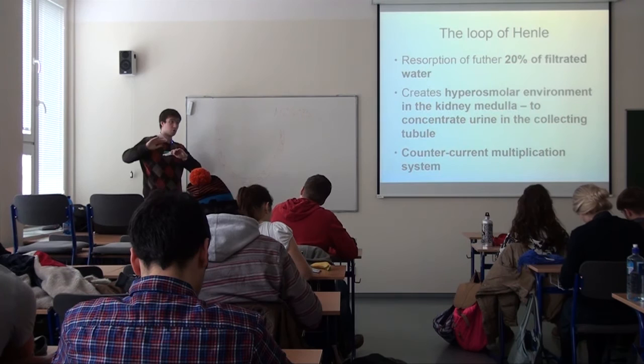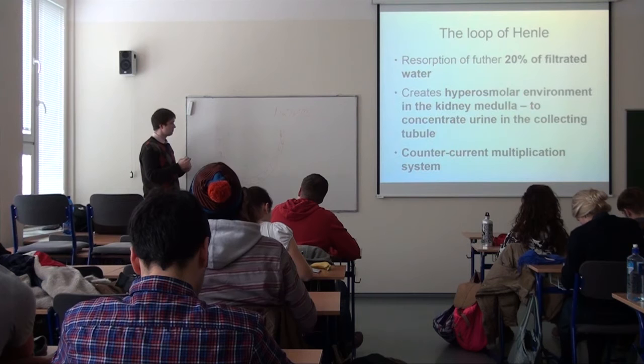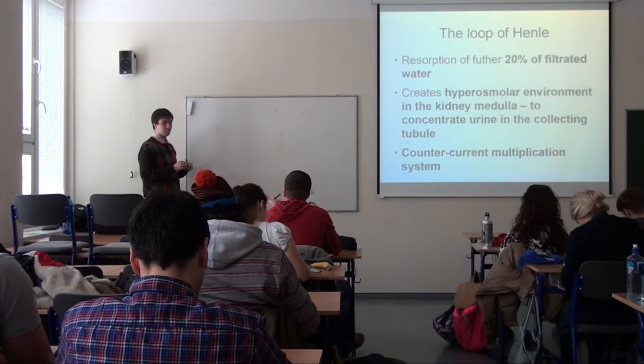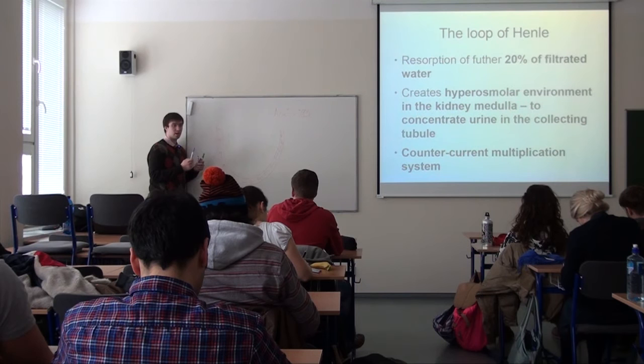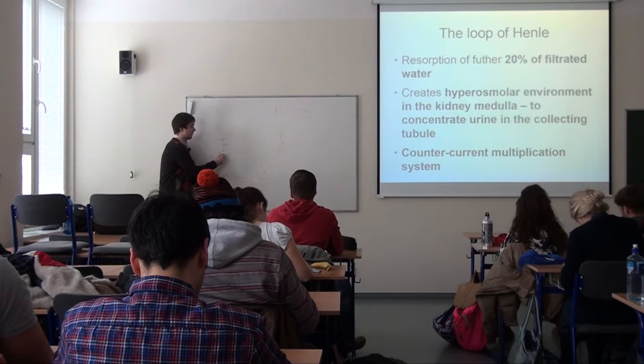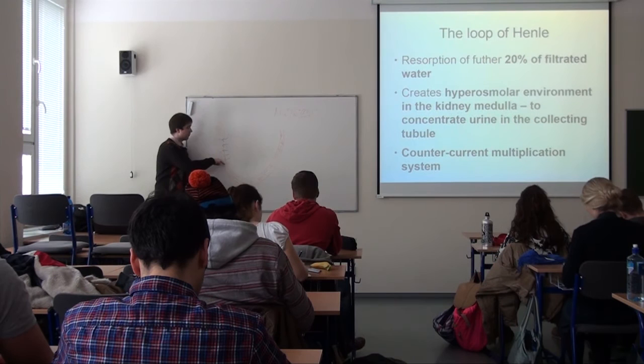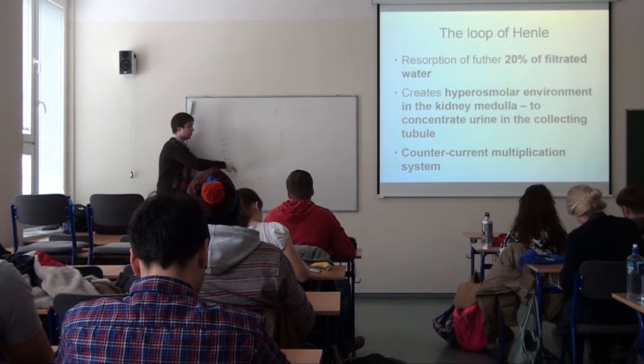Hydrostatic pressure? Mm-hmm. When the osmolarity decreases in one part, it increases in the other part. So where can water cross the membrane of Henle's loop? Only here. Yes, only here it can cross. And the blood flow goes up, out of the medulla. And therefore the water can never go to the medulla, to the top of Henle's loop.